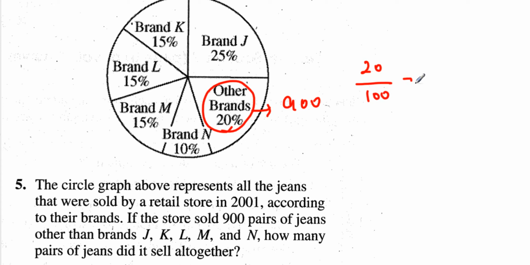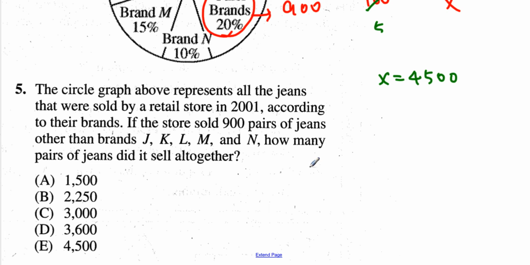So 20 over 100. That ratio must be the same thing as 900, what they actually sold, over X. I can easily see that these two become 5 and 1 when I divide top and bottom by 20. Then I get by cross multiplication, X must be equal to 4,500. So 4,500 would have been our answer, which is choice E.